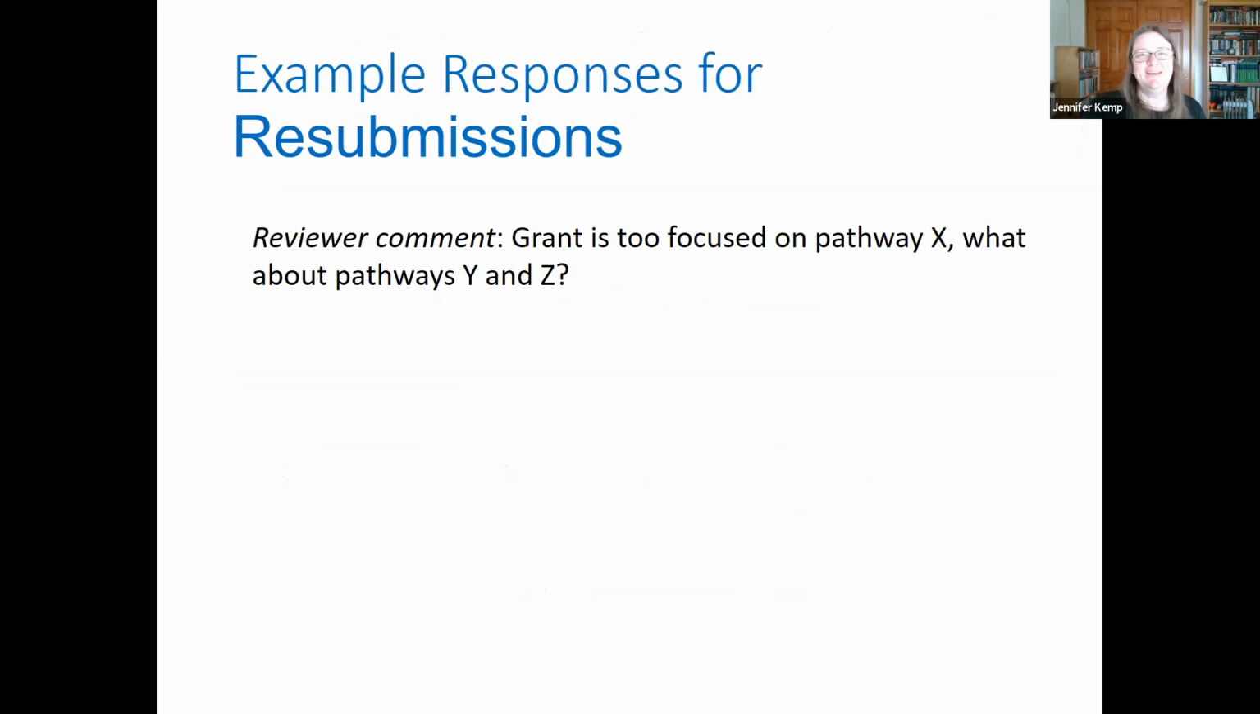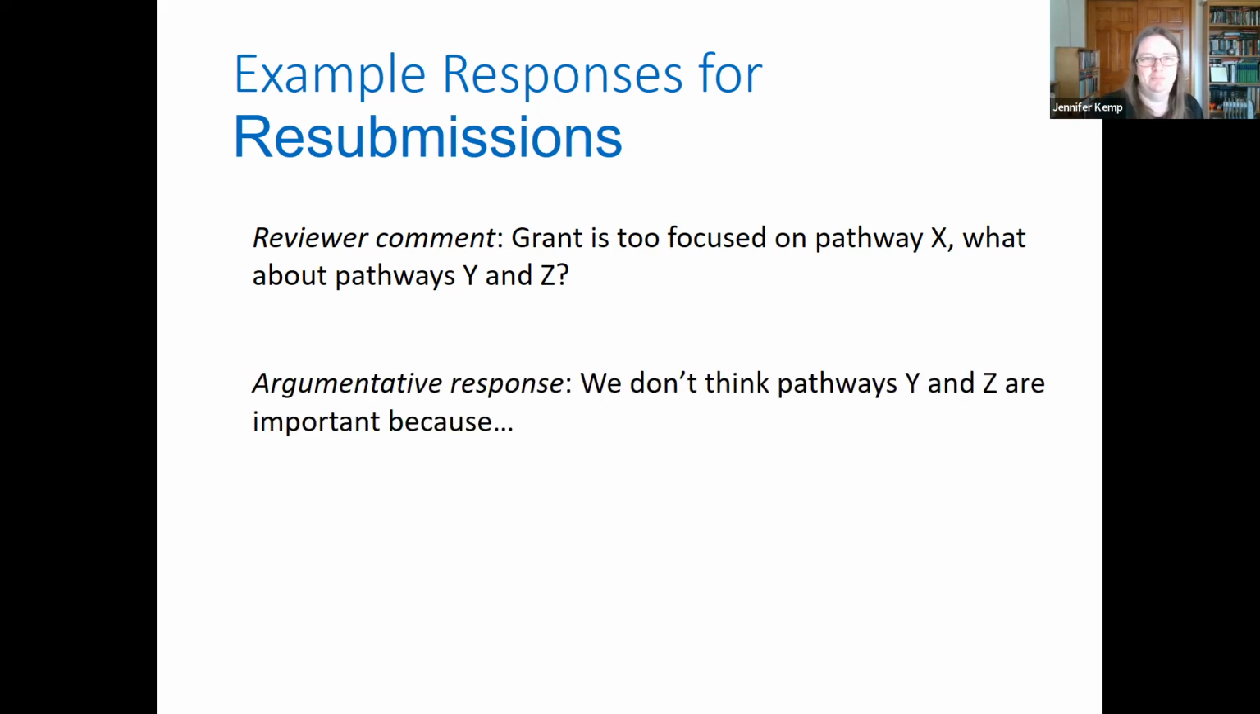Okay, some more examples. These are all extracted and anonymized from examples of actually seeing, and they are all just really annoying criticisms. But I think they are common types of criticisms that some of you may end up seeing in your grants. So here's the reviewer comment. The grant is too focused on this pathway X, but what about pathways Y and Z? Why aren't you studying them, or why don't they matter? Or are you ignoring them? So here's one way you could go back in that I would argue is argumentative.